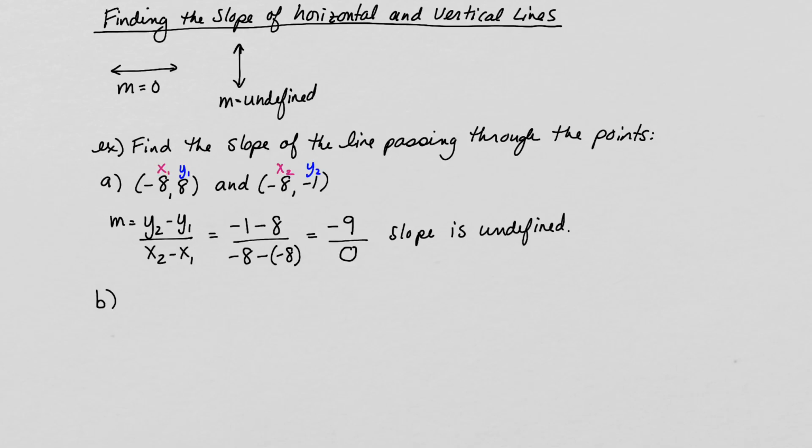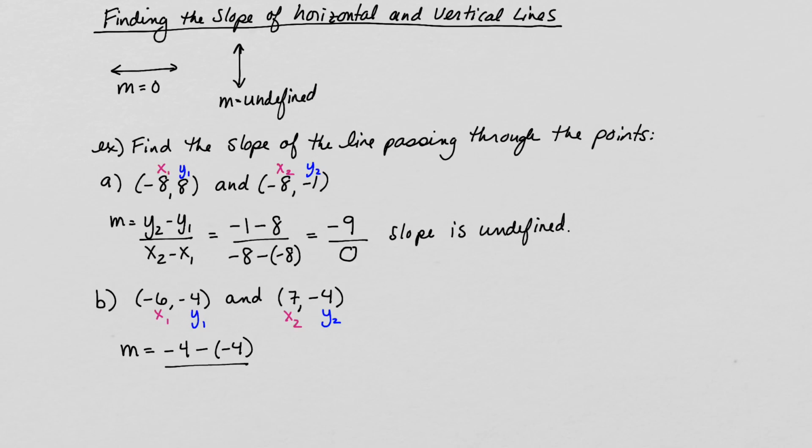So we'll try another example. So I have -6, -4, and 7, -4. So again, if I label these points, this will be my x1, x2. This will be my y1, y2. And if I plug into that slope formula again, y2, -4, minus y1, which is also -4, divided by x2, which is 7, minus x1, which is -6.